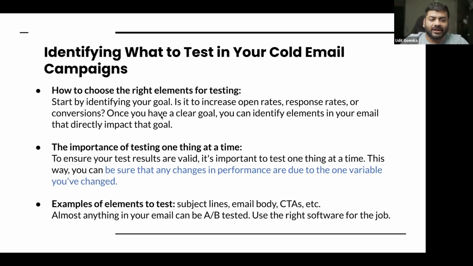So have the clarity. The second point is the importance of testing one thing at a time, which is what I just told you. Always test just one thing at a time. It's very important to focus. The third and final point is examples of elements to test, for example subject lines, email body, CTAs, etc. Almost anything in your email can be tested. But your job is to use one objective with one simple test that you're going to perform in this campaign.